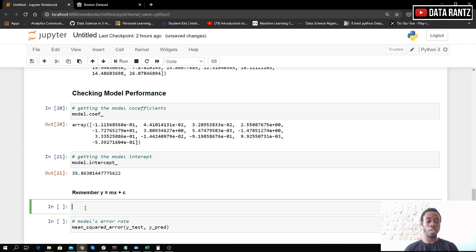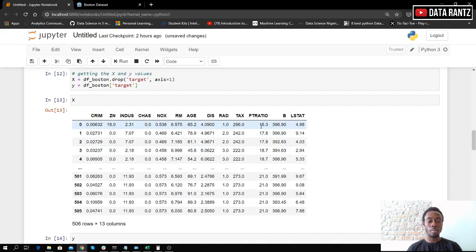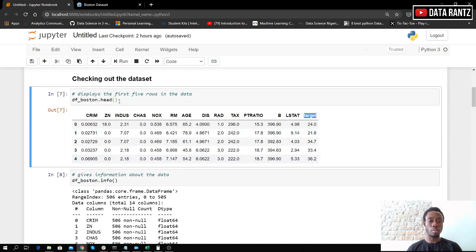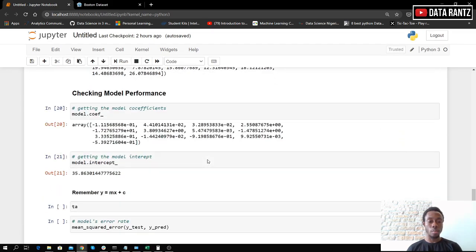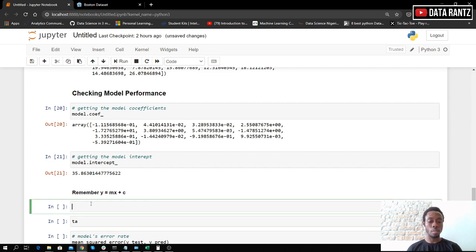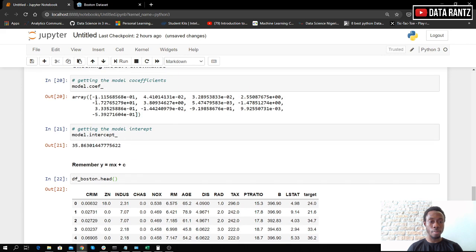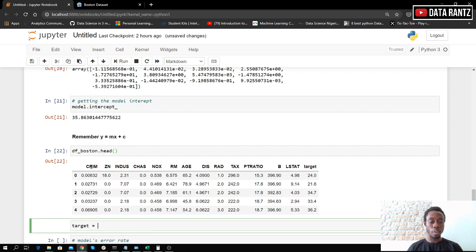So basically what is being done here is that our target, which is y in this case, equals mx. It's going to be this value, because this stands for the crime rate, so it's going to be minus 1.11 times crim.